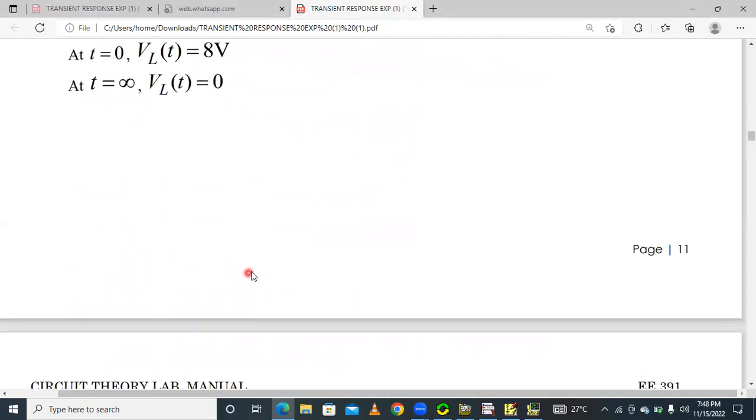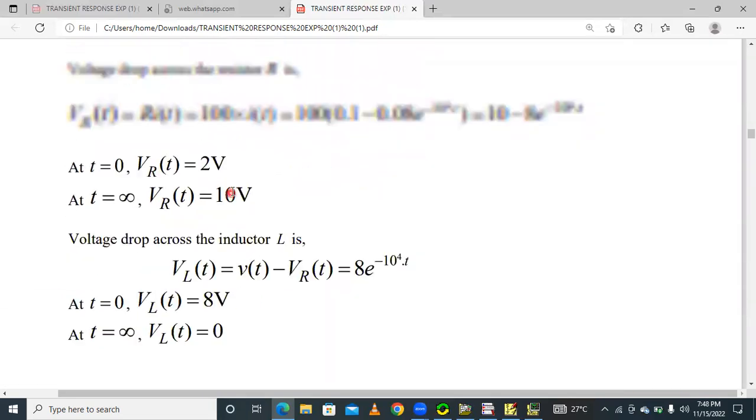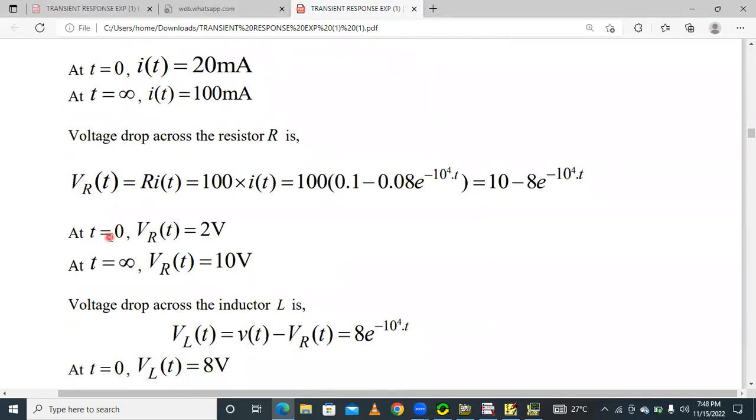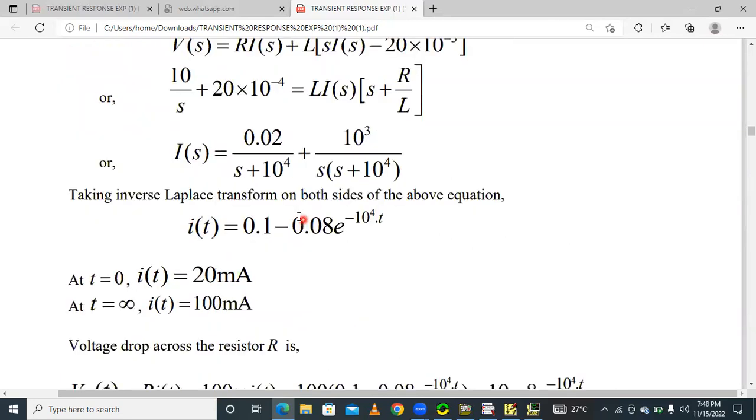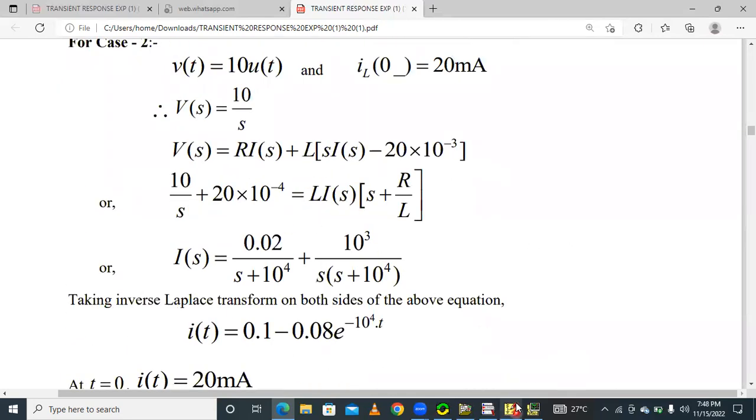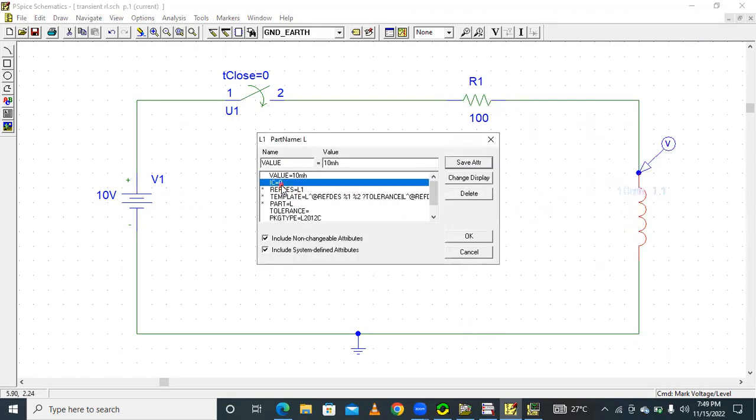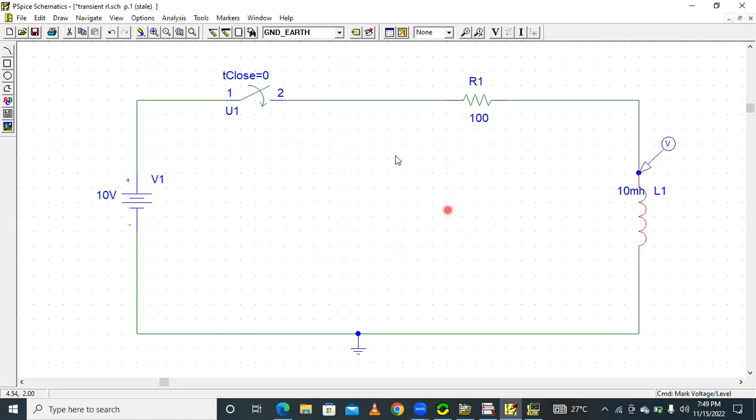So these are the expressions: first the current expression, then the voltage across the resistor, and then the voltage across the inductor. We have to execute this using PSpice. Only the initial conditions need to change; everything else is the same. R is equal to 100, the inductor is 10 millihenry, and the source voltage is 10 volts. In the previous case the initial condition was 0; now I'm changing it to 20 milliamps. Save, alter, and then okay.